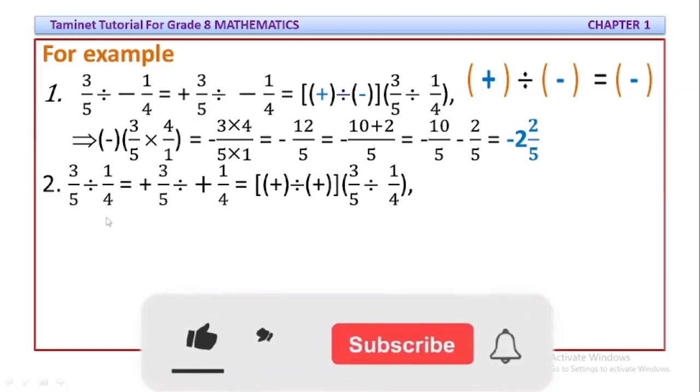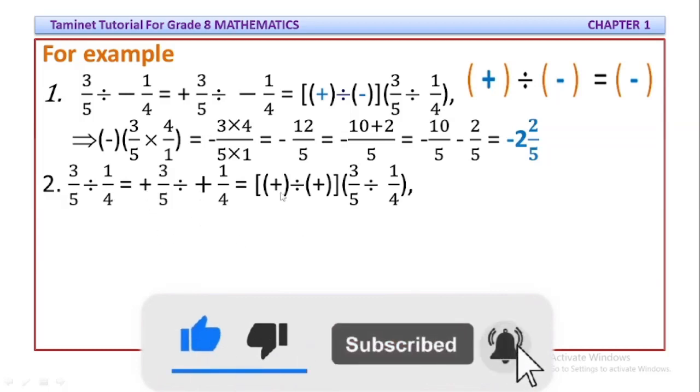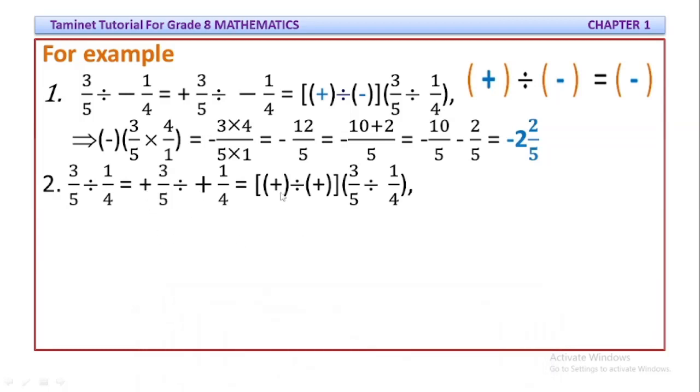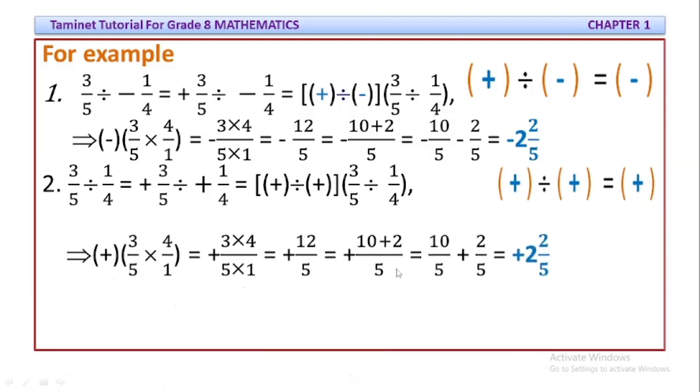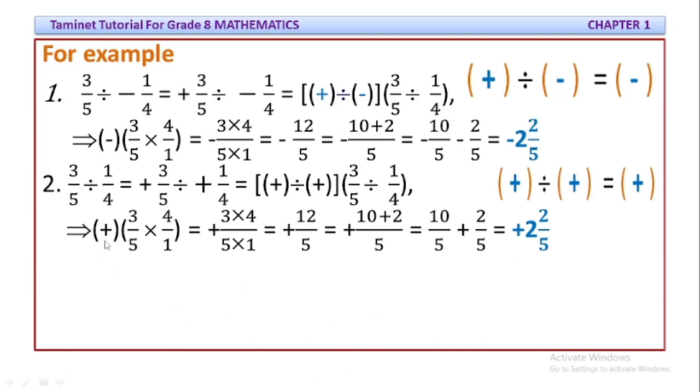Next, question number 2: 3/5 divided by 1/4. Both numerators and denominators are positive. Now this is the plus sign. So the sign division is positive over positive is positive. So the quotient is positive now. So based on the rule, we can decide first the quotient is positive, and we change the operation into multiplication and take the reciprocal of 1/4, which is 4/1. Finally, the quotient is positive, then 12/5.